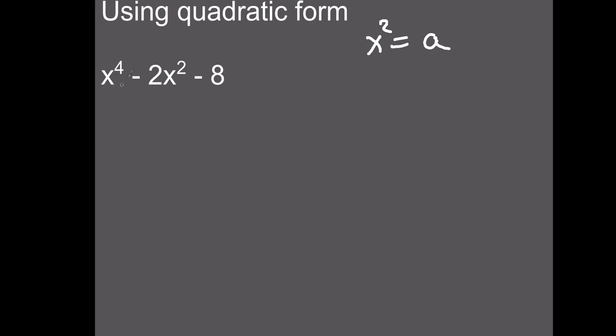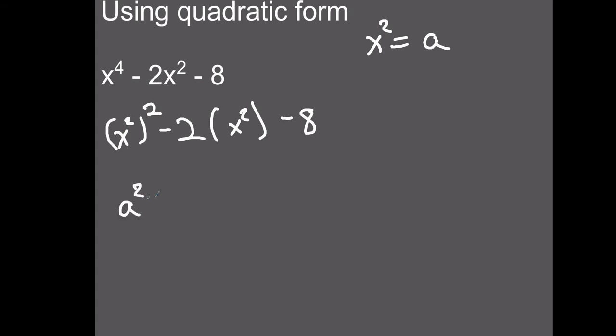So the trick is to rewrite x to the 4th as x squared squared. That's the same thing as x to the 4th minus 2 times x squared minus 8. And then you do this trick over here. You say x squared is the same thing as a. So let's go ahead and replace x squared with a: a squared minus 2 times a minus 8. So I replaced x squared with a in both cases where the parentheses are, and now I have a quadratic equation that I can factor.